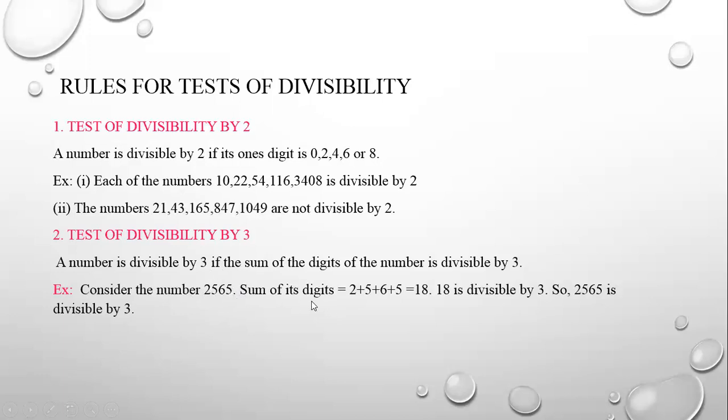So first find the sum of these digits, whatever is given here. So add the numbers 2 plus 5 plus 6 plus 5. So the result is 18. And 18 is divisible by 3 because 18 can be divided easily by 3. So this number 2565 is divisible by 3. So this is how we can find the divisibility by number 3.